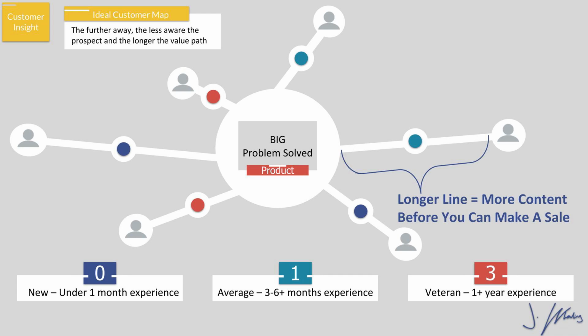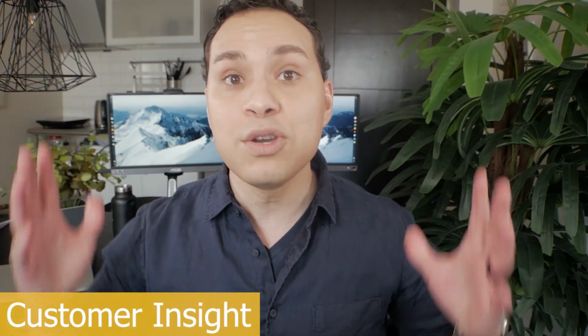So following along with our diagram here, if we have our product in the middle, the longer the line between the product and the prospect, the more content that potential customer would need in order to finally see the value in your product or service. Now, something else that's really important to make a decision on right here and now is how experienced your ideal customer is. Are they someone who's brand new to your industry, or are they someone who's an expert or veteran? Because that's going to make a huge difference in the type of content you create, right?